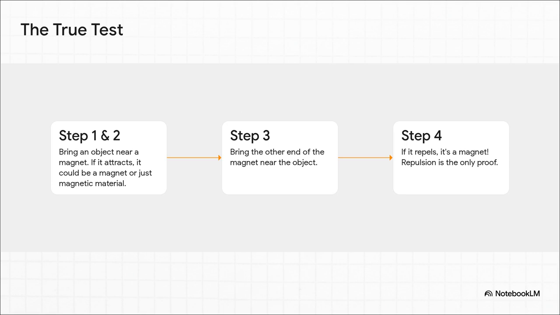Let's just walk through the logic here. If one end of your magnet attracts the object, you flip your magnet around. If the other end also attracts it, well, then your object is just a magnetic material. But if that other end repels it, if it actively pushes the object away, then you can be absolutely certain you've got two magnets, because repulsion only, and I mean only, ever happens between two like poles.